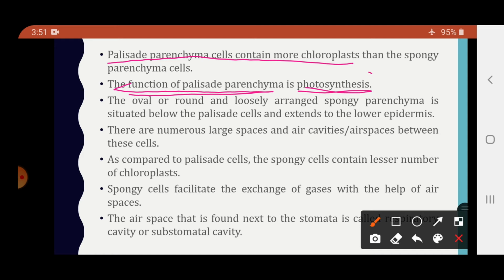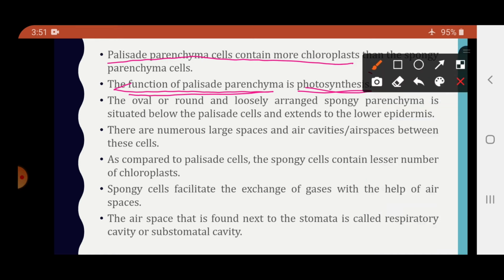Now this mesophyll tissue is made up of two types of cells. One is palisade parenchyma and the other is spongy parenchyma. The amount of chloroplast in palisade parenchyma is more, and therefore the main function of the palisade parenchyma is photosynthesis. So that was regarding the palisade parenchyma.